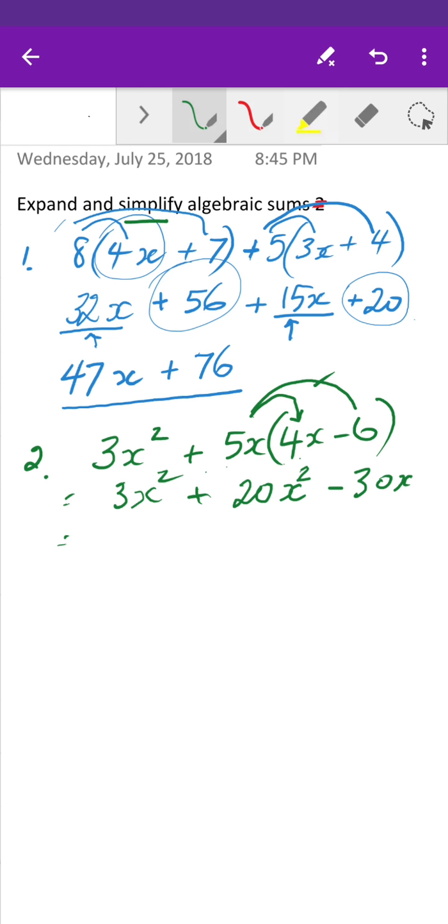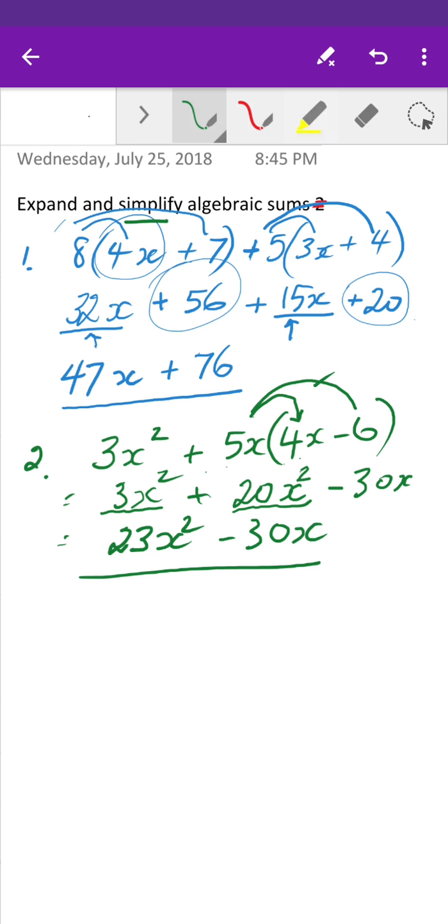And simplify is adding the like terms. And 3x squared plus 20x squared, they're both x squared terms. They're called like terms. So that becomes 23x squared. And we're left with minus 30x. That's a different term because it's just x to the power of 1, which is different to x squared. These do not add together. They're different terms, and unlike terms do not add together.